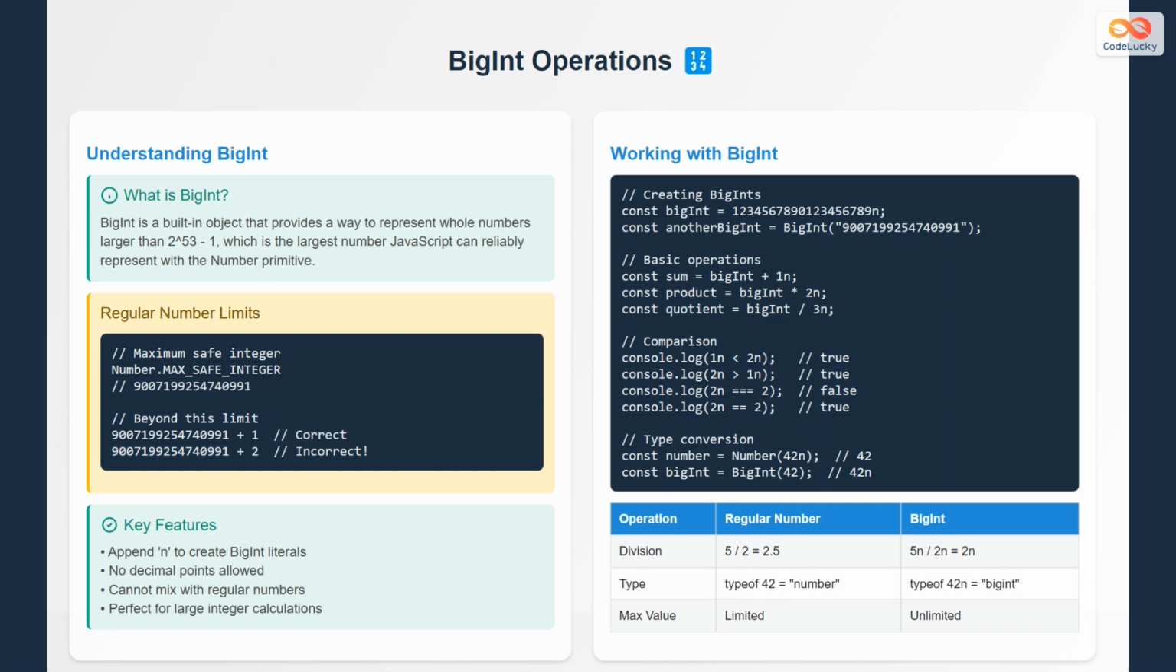Here's a table that highlights key differences between regular numbers and BigInts. When dividing numbers, a number division gives you decimal values, but a BigInt division gives you a BigInt. Also, the type of a regular number is number and the type of a BigInt is bigint. And finally, regular numbers are limited in size, but BigInts can represent much larger values.